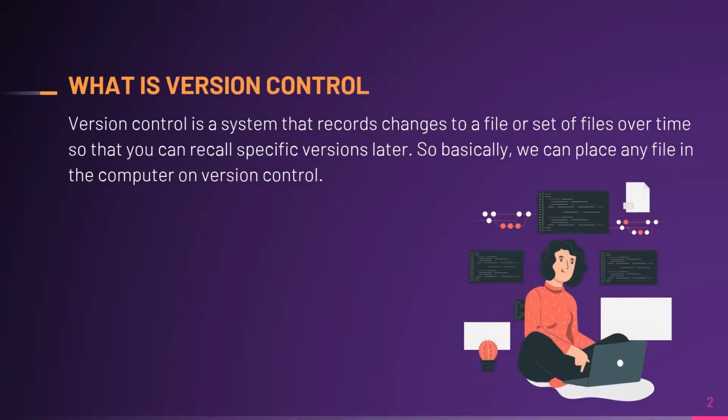So what is version control? Version control is a system that records changes to a file or a set of files over a period of time so that you can recall a specific version later. So basically in production, we will have multiple commits, and if at all any error occurs in a single commit, we'll be able to roll back to the previous version without any hassle.